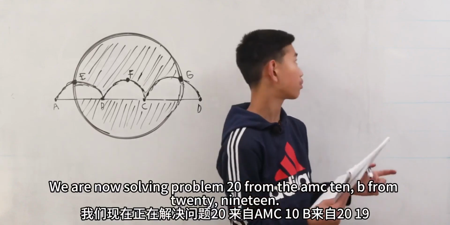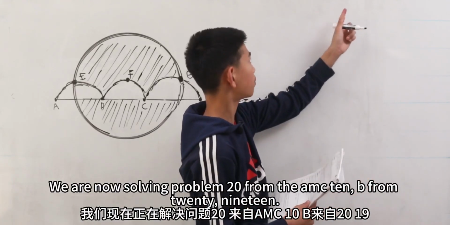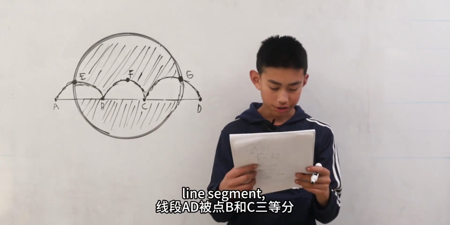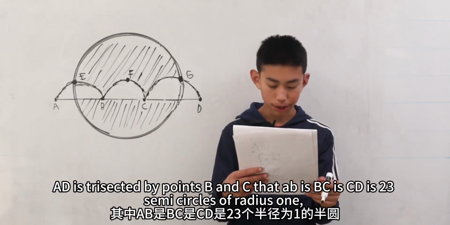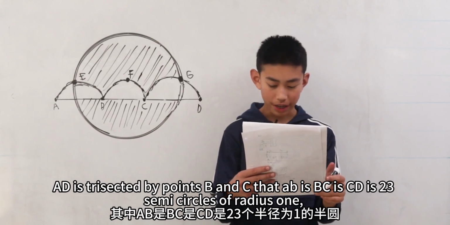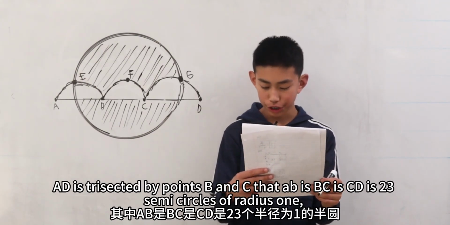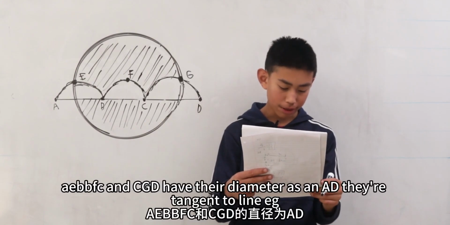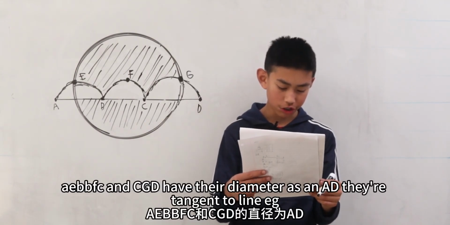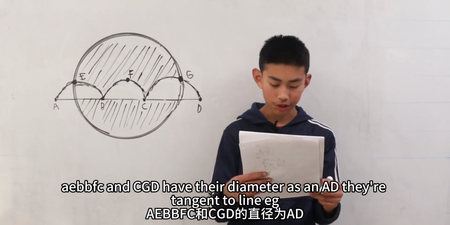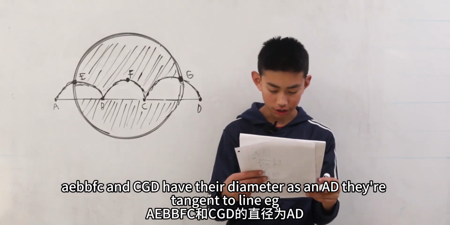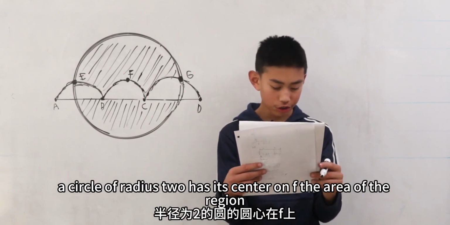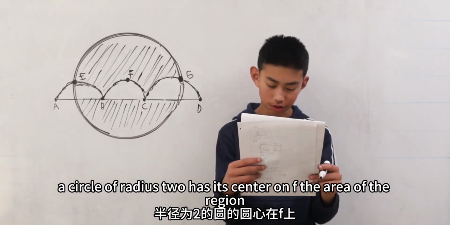We are now solving problem 20 from the AMC 10B from 2019. As shown in the figure, line segment AD is trisected by points B and C so that AB, BC, and CD are each 2. Three semicircles of radius 1, AEB, BFC, and CGD, have their diameters on AD and are tangent to line EG at E, F, and G, respectively. A circle of radius 2 has its center on F.